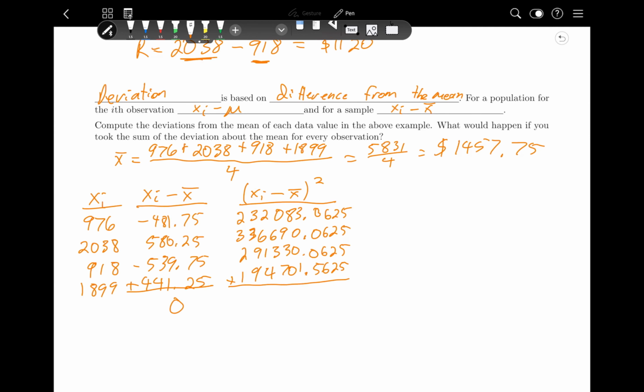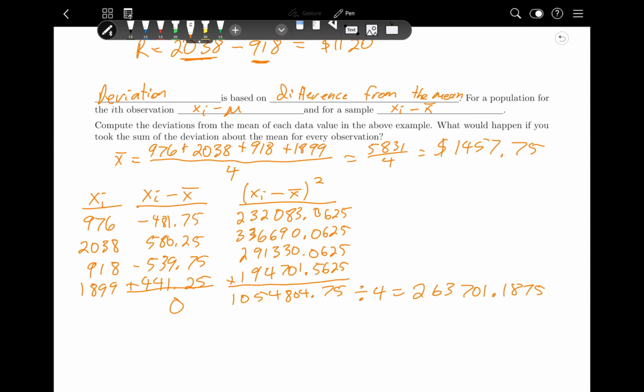Okay, so if I add these up, I get 1,054,804.75. Now, and then if we divide that by 4, right, because there are 4 deviations, so divide that by 4, I'll get an average of their squares. Now, there's a problem here, right? Which we haven't talked about yet.